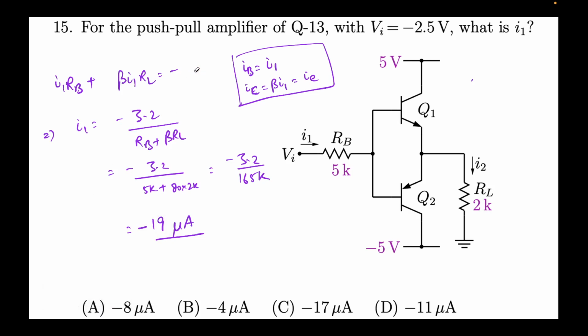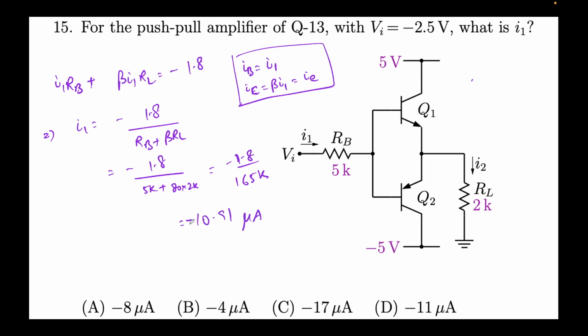So let's do the hard work now. This is 3.2. This will get out. This will get out. This term will also go. What was it? Minus 1.8. Okay. This is minus 1.8 over 165k. 1.8 over 165k comes out to be 10.91 microamps with a negative sign.